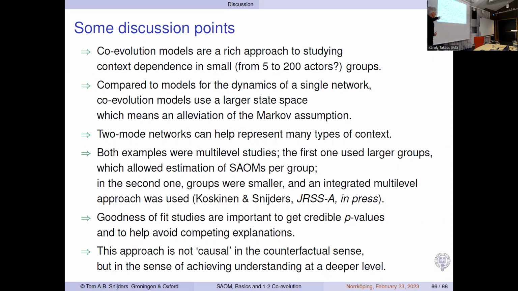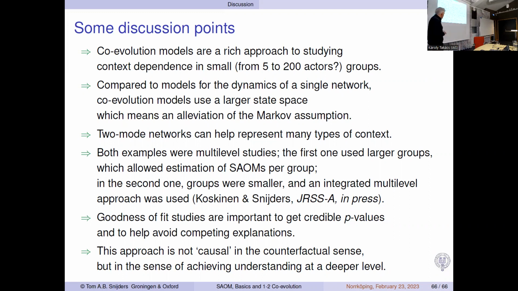I didn't say anything about goodness of fit. However, this is, well, not mainstream, but it is classical statistical modeling, which includes goodness of fit. And goodness of fit, I think, is important here to get credible p-values, because you've got to suggest that you've got a well-fitting model, and to help avoid competing explanations. Because if you don't have a well-fitting model, then somebody might come along and have a better fitting model, which explains it in a different way.